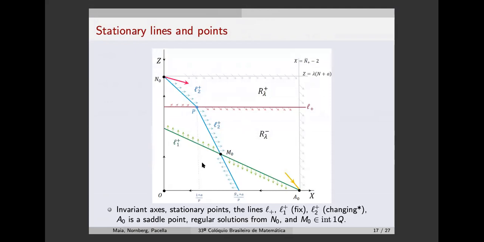This is a picture of the important lines. This red line is the line of concavity. Above, you have region r plus lambda. Below, you have region r minus lambda. The blue lines are the two lines for z dot equals 0, and the green line is the line of x dot equals 0.